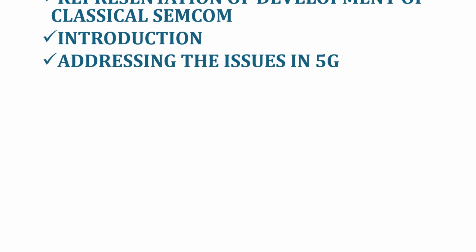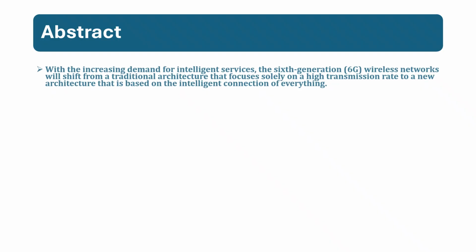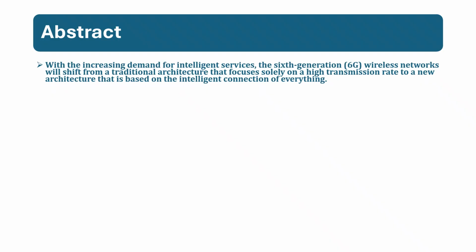Okay, so the number one topic is the abstract. As the years go on, there is a rapidly increasing demand for intelligent services. This is the time for IoT, robotics, metaverse. So we need a sixth generation wireless network for that, and it is already moving at a very fast pace. We are shifting from the traditional architecture, that is 2G, 3G, 4G or 5G, towards 6G. The traditional network architecture only focuses on a high transmission rate, but now we are moving forward to the sixth generation wireless network. So we need metaverse or SemCom technology to move forward and to further innovate more applications by using 6G technology.